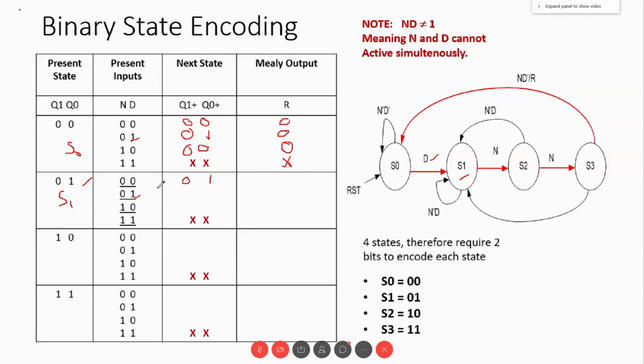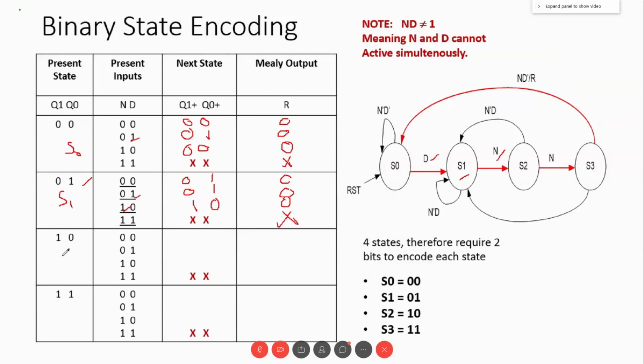Okay. So from state S1, 0, 1, if you get dime, you stay at 0, 1. If you receive nickel here, you go to S2. So that's why the next state is 1, 0. Okay. And the output is still 0, 0, 0, X because R is still not triggered.